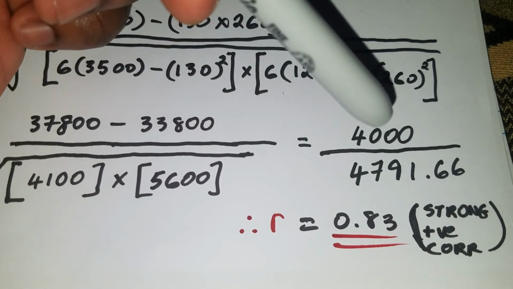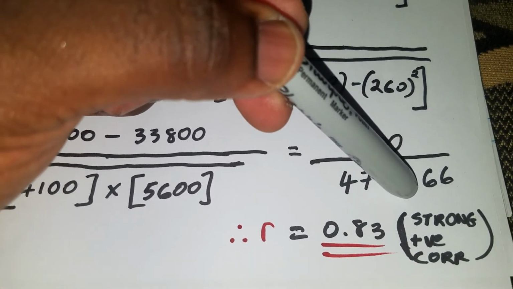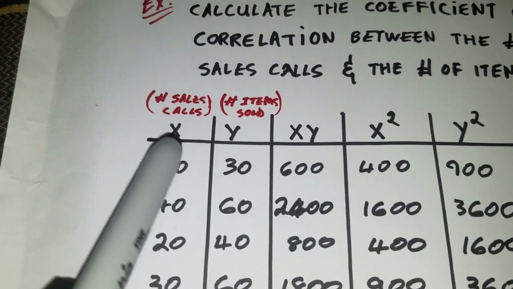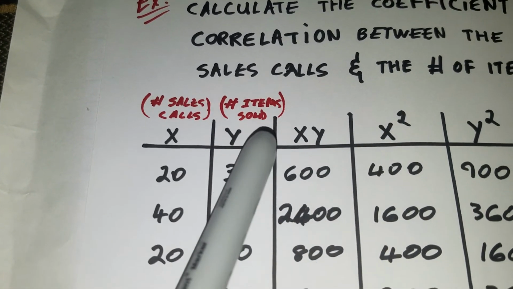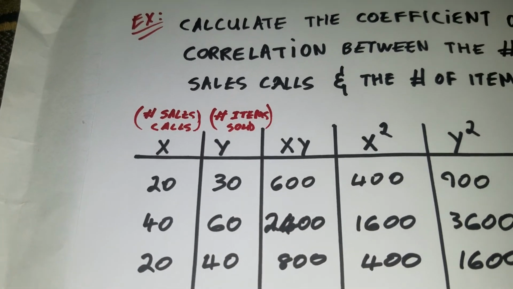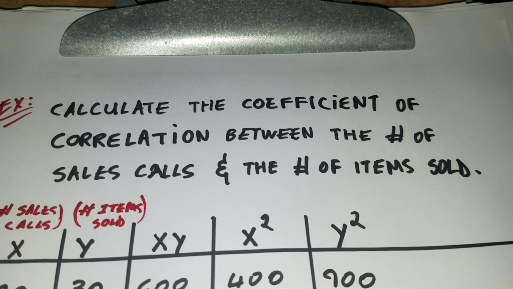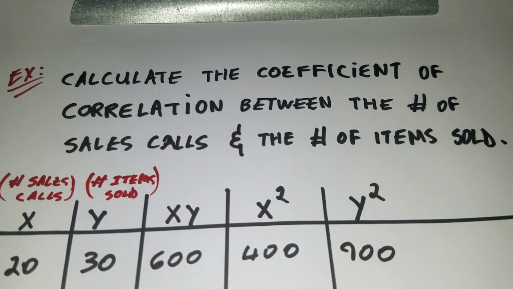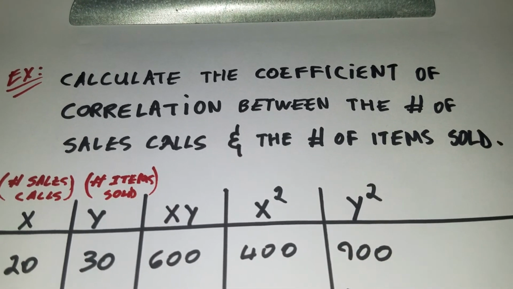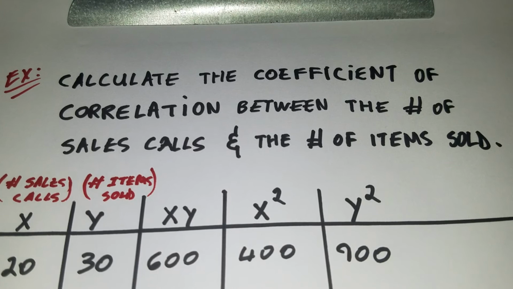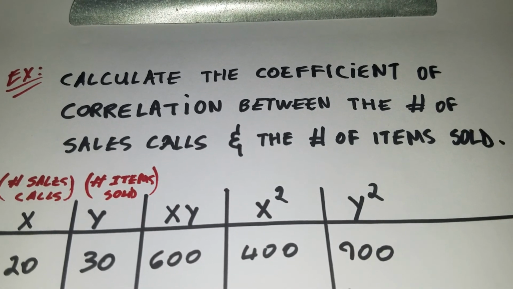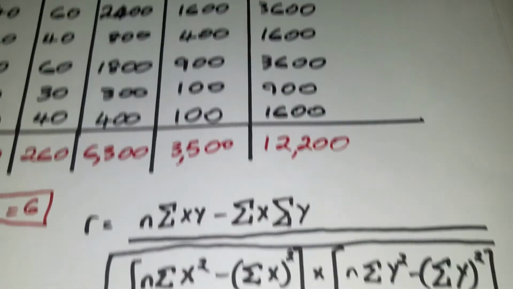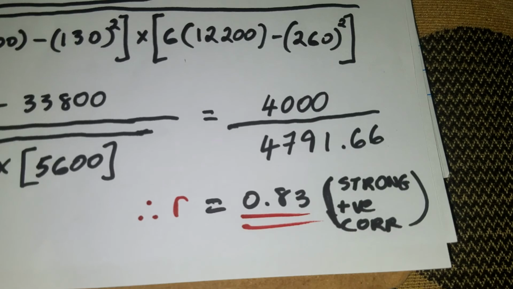And according to our scale in the previous video as well, we learned that was a strong positive correlation. So therefore, the variables sales calls and items sold have a very strong bond. They have a very strong relationship. That is not necessarily saying that they have a cause and effect relationship. However, it is indicating that the relationship between them is very strong. So the number of sales calls made and the number of items sold have a very strong correlation of 0.83.